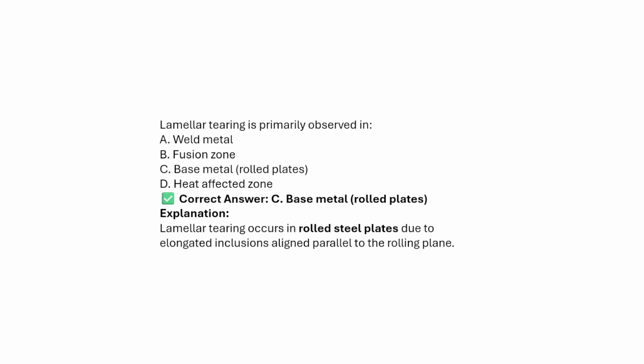Okay, so laminar tearing is primarily observed in: weld metal, fusion zone, base metal parallel to the rolling direction, or HAZ. Answer will be C. It is the base metal region. So laminar tearing occurs in rolled steel plates due to elongated inclusions aligned parallel to the rolling plane. What are those kinds of inclusions? Like sulfates, phosphates, and other non-metallic elements, oxides, and so on.